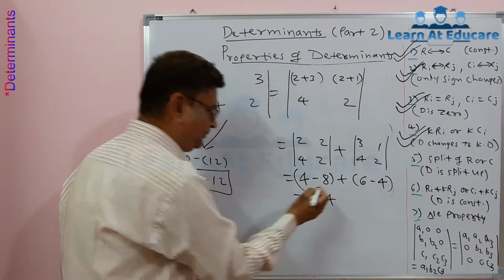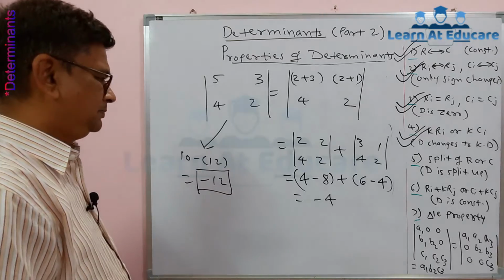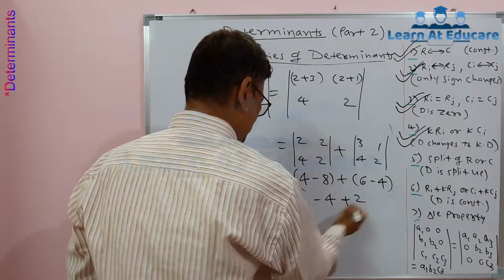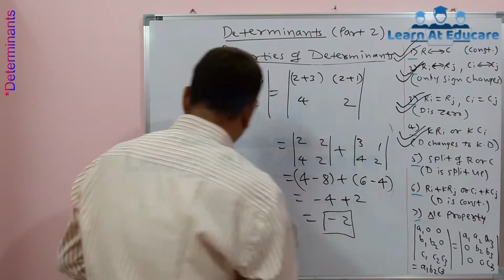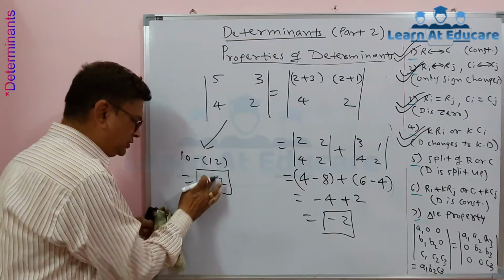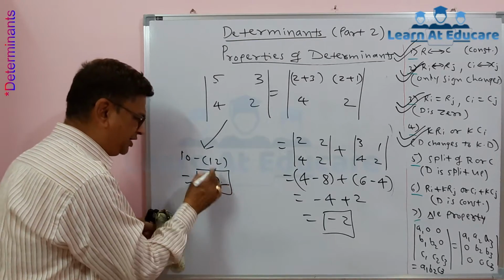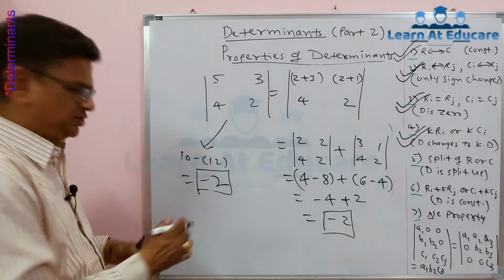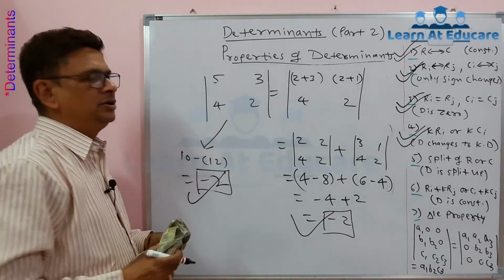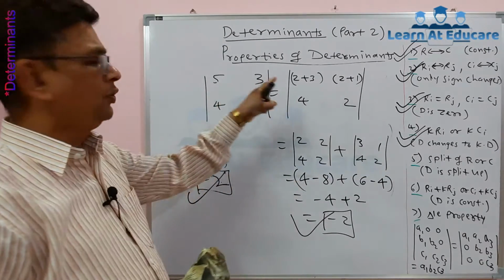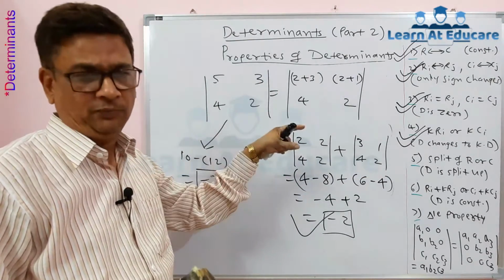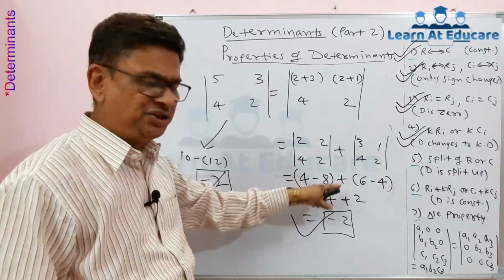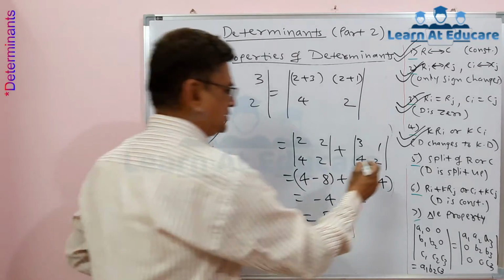Now what will this total? Minus 4, and this 6 minus 4 is 2. So this total comes to minus 2, while this 10 minus 12 is also minus 2. Previously I wrote minus 12, but in fact, can you see, 10 minus 12 is minus 2. So these both values are equal. What is that property? If any row or any column, I have shown here a row, is split up into two such numbers, then we get the addition of two determinants equal to the old determinant's value.